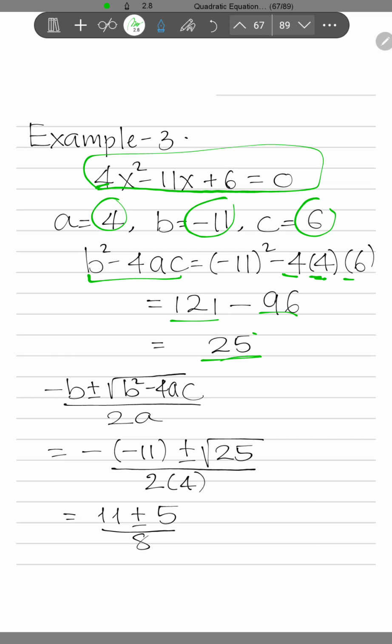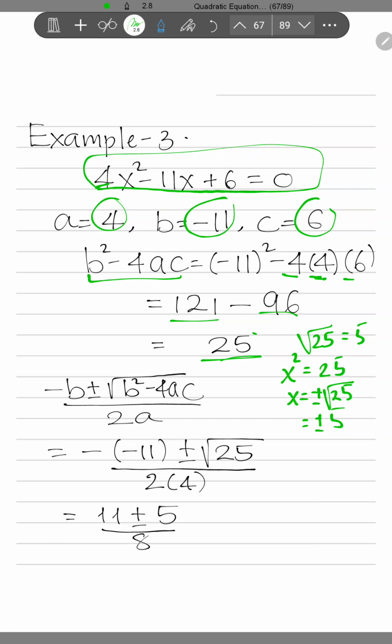Square root of b squared minus 4ac is plus or minus 5. Normally, if we talk about the square root of 25, it is definitely 5, but if the square of a number is 25, then that number is the positive or the negative part of that same 25, which is plus or minus 5.